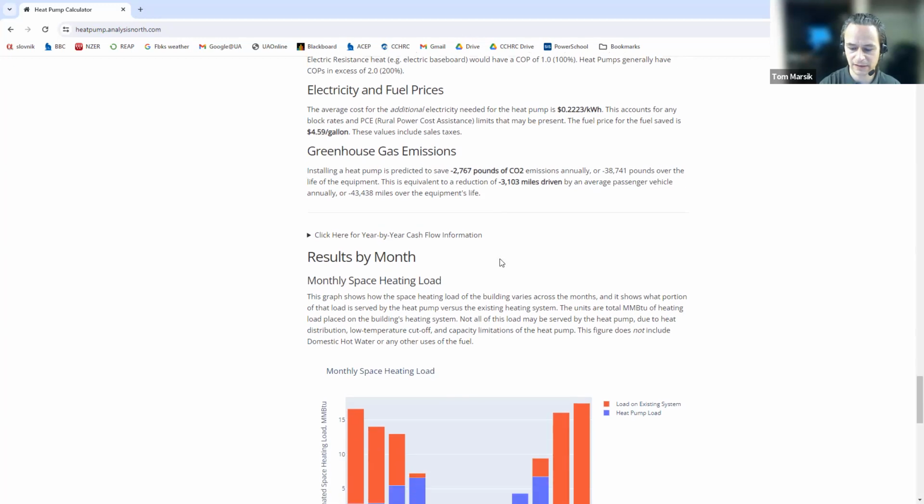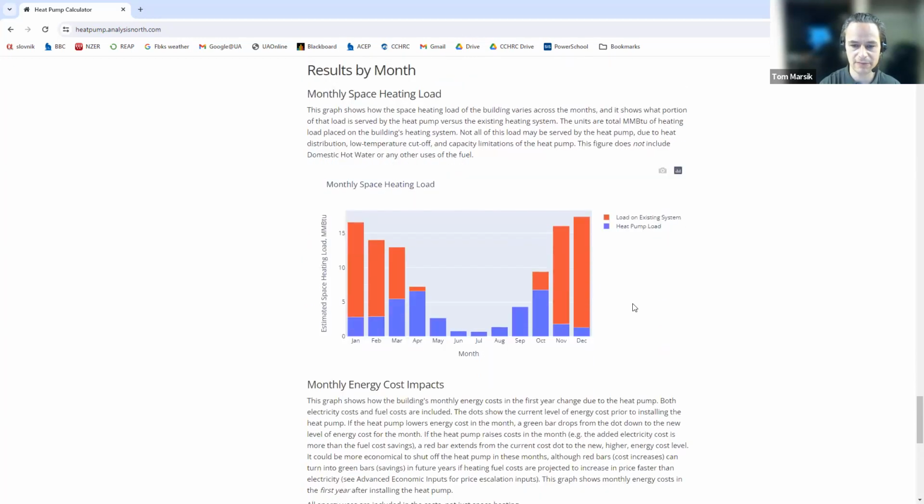So results by month. So here again, the blue is the heat supply from the heat pump, while the red is the heat supply from the existing system. In Anchorage, you could see that most of the graph was blue. So really, the majority of the heating was provided by the heat pump. Here in Fairbanks, it's not as much that way. Here we see a lot more of the red. And obviously, it's because Fairbanks is a lot colder. So we have a lot more of those situations when the heat pump is not running and your other heating system is supplying the heat.